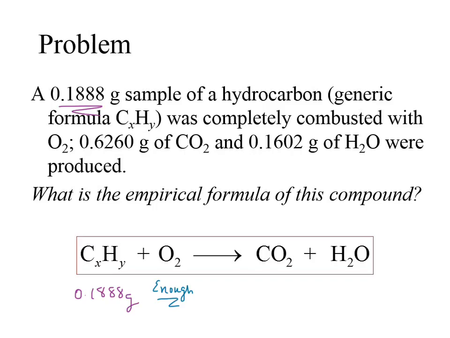When we weigh back the two absorbents, we find that the carbon dioxide absorbent picked up 0.6260 grams, and the water absorbent picked up 0.1602 grams. So that's kind of what we have going on here. All right. We're supposed to come up with the empirical formula of the compound.